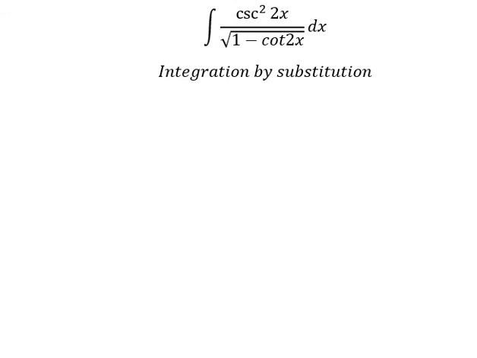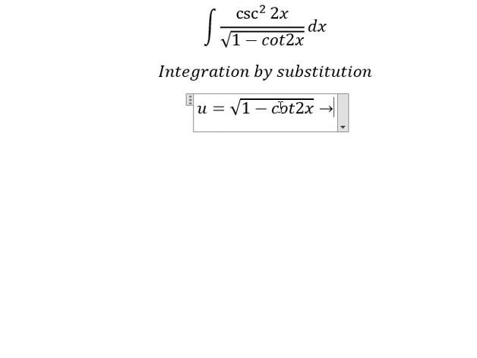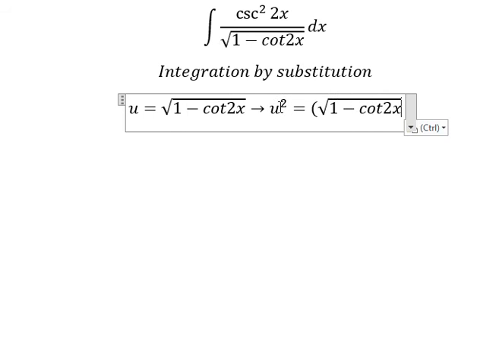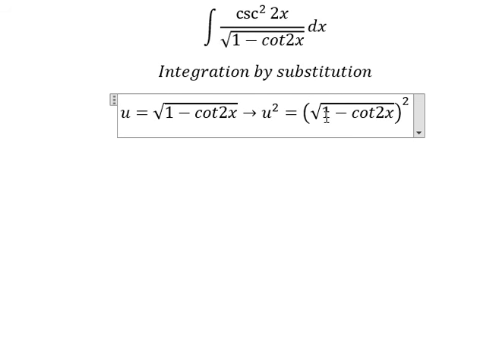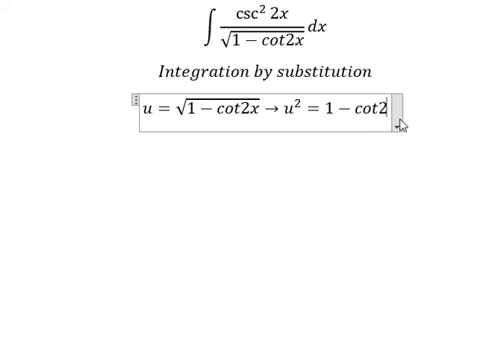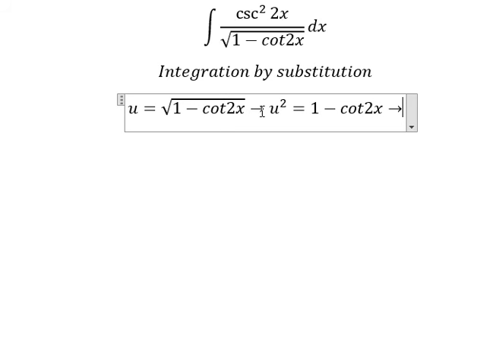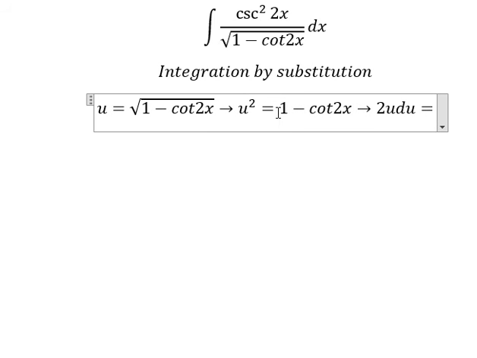So I will put u equals this one. After that, we put the power 2 on both sides to cancel the square root. Next, we need to first take the derivative of both sides. This one we have 2u du. This one is a constant, so you get 0.